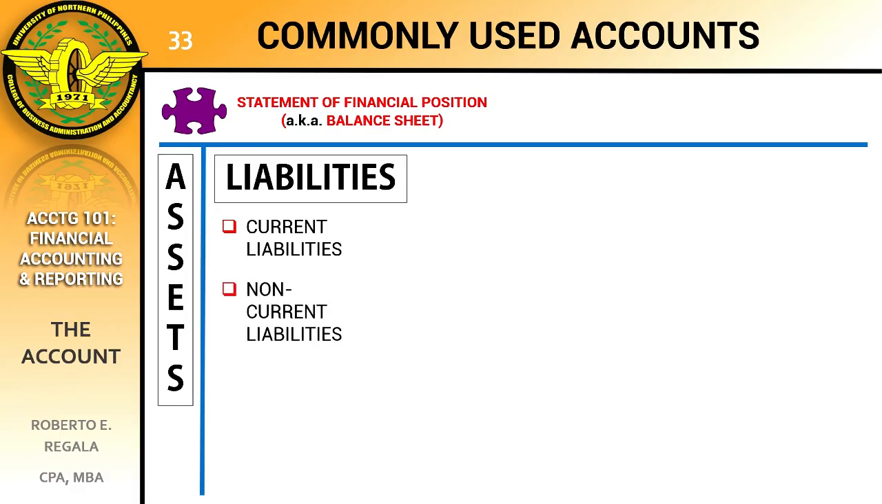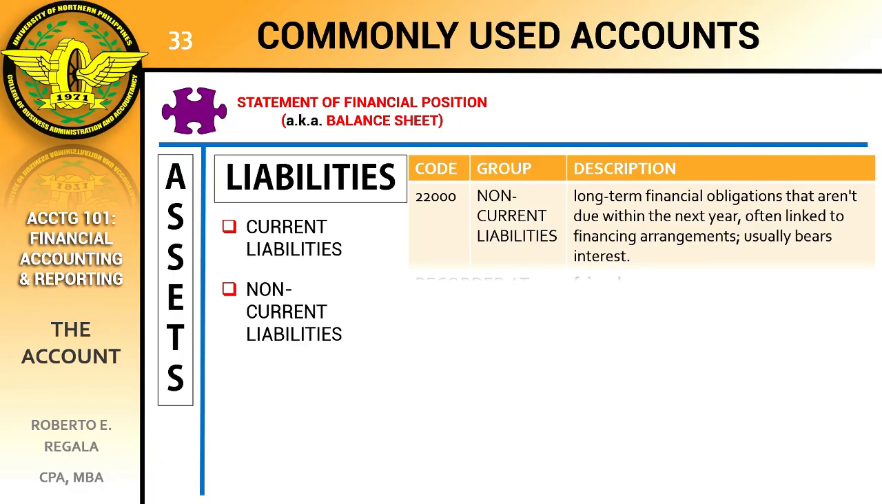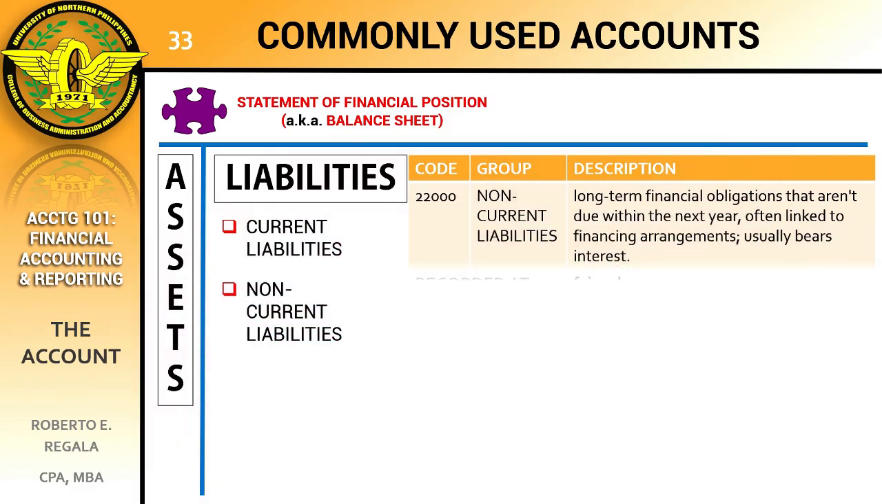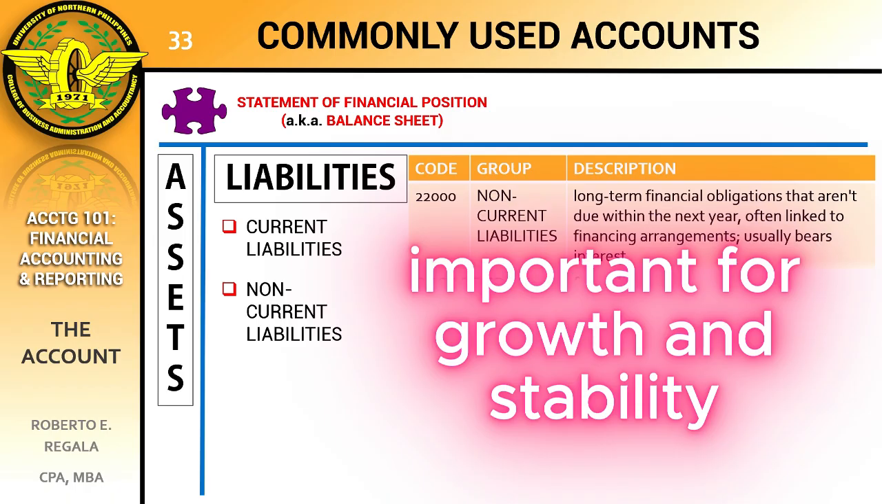Non-current liabilities. As in the case of assets where we have current and non-current asset accounts, the liabilities element of the accounting equation also has its non-current liabilities accounts. In essence, these are a company's long-term financial obligations that aren't due within the next year. Think of them as the company's longer-term debts or commitments that stretch out over several years. These liabilities are super important for funding big projects and expansions. They play a big role in the long-term growth and stability of the business.